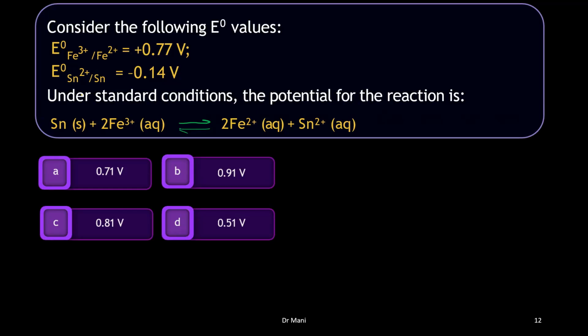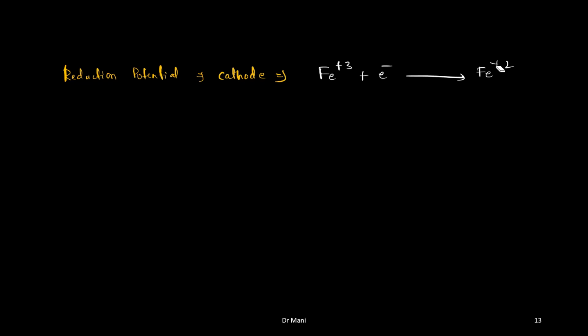So if you see here, at the cathode, let me write here. The reduction potential at cathode would be Fe3+ plus e minus. You don't need to write all this in the exam. You can directly write the formula and put the value. But in order to understand what reaction is happening at the anode and cathode, I'm writing. So this is the reduction potential of the cathode.